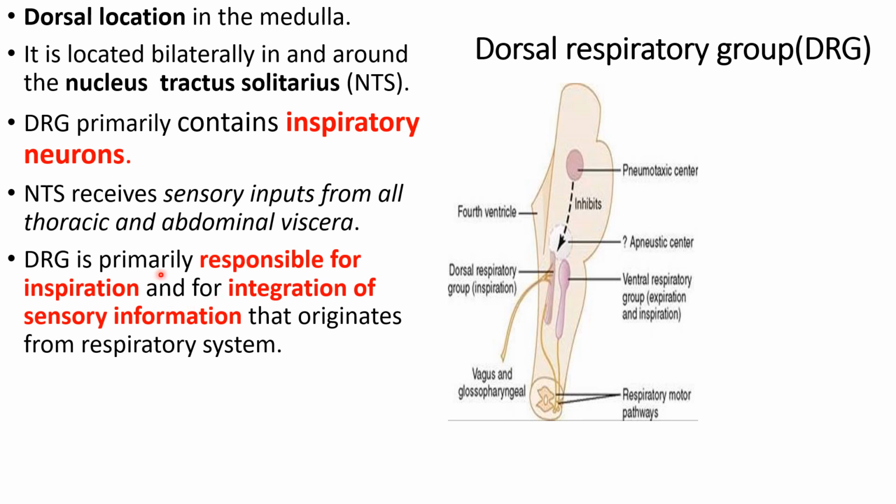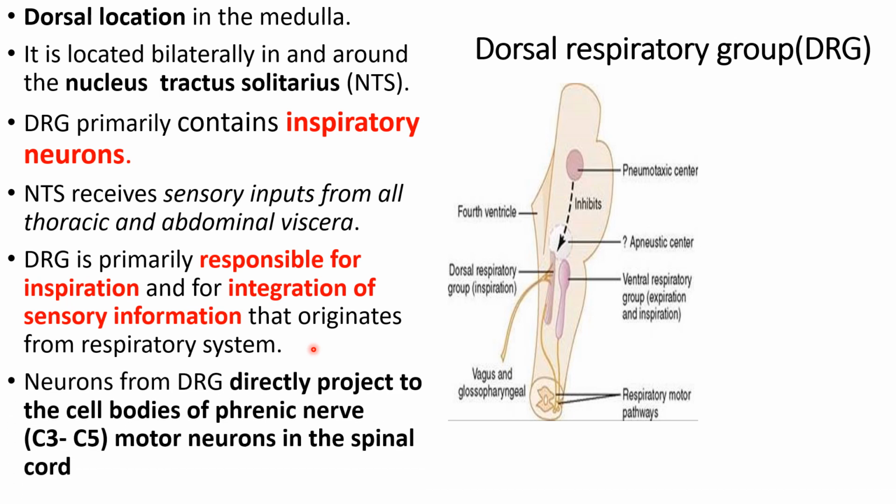The DRG is mainly responsible for inspiration and also for the integration of sensory information originating from the respiratory system. The neurons arising from the DRG directly project to the cell bodies of the phrenic nerve, which is present again in the medulla and spinal cord at the C3 to C5 level, and these motor neurons ultimately supply the diaphragm, the main muscle of inspiration.